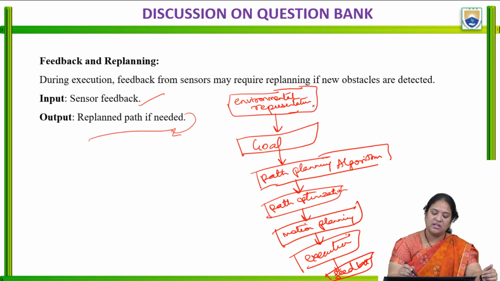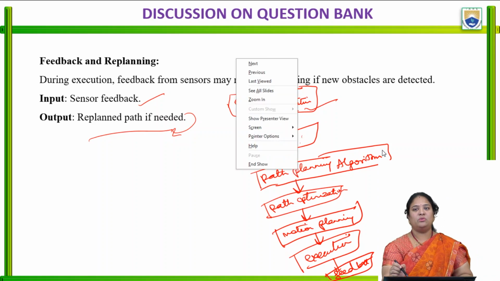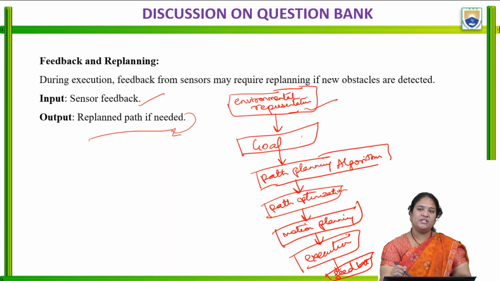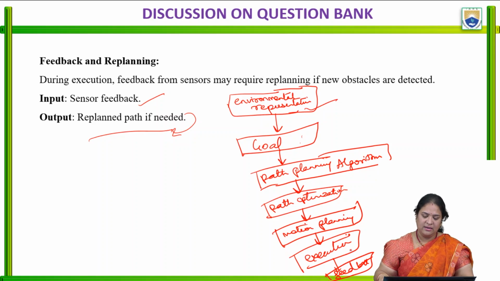That is, first initially environmental representation to the goal, then to the path planning algorithm, then to the path optimization, then to the motion planning and execution, and the final one is the feedback and replanning. This is about the path planning block diagram.